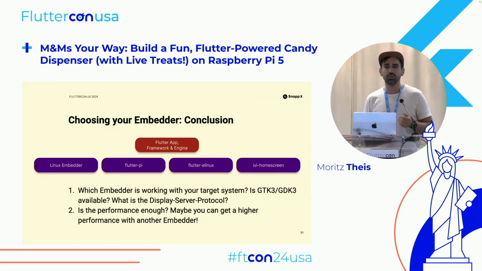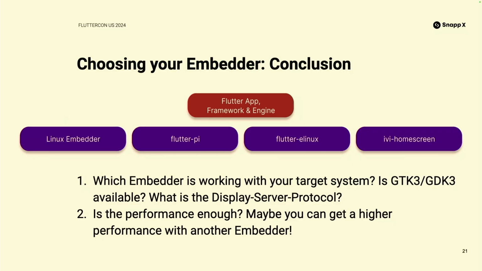So, in conclusion, to decide which embedder you should use for your embedded Flutter application, you need to find out what the target system is. Not only software, but the composition of software and hardware. And then there's a few questions like, is GTK, GDK available? Just go with Flutter, it's fine. Do you have no display server protocol at all? Flutter-Pi, I would try that first. Vulkan instead of OpenGLES, IVI home screen Toyota.